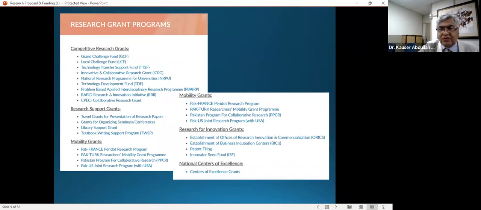Then the search for innovation grant is also there, for the establishment of Office of Research, the establishment of ORIX, and then establishment of business incubation centers, patent filing, innovator seed fund. So these all are there, and you have to go to the website to see the details about all these. And with so many programs, I'm sure that if you are serious, you can have some grant out of those, you see.